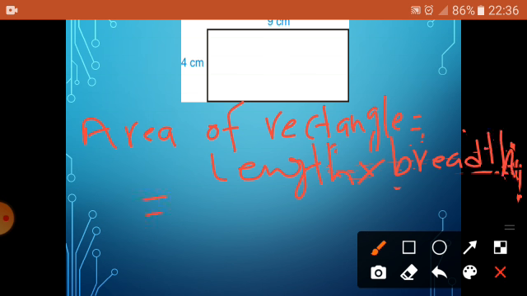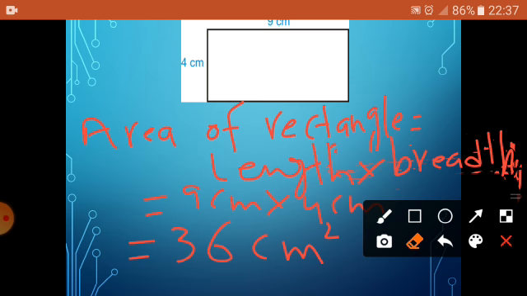So what is my length given over here? 9 centimeter times 4 centimeter. So what is the area of this rectangle? 9 times 4 is 36 square centimeter. So this is the procedure through which you can calculate the area of these types of rectangles, when length and breadth are given to you. Okay, so hope you understand this.